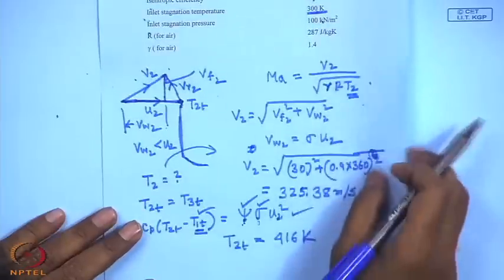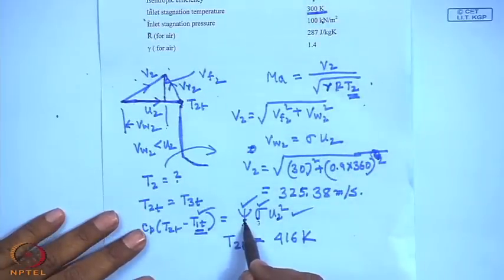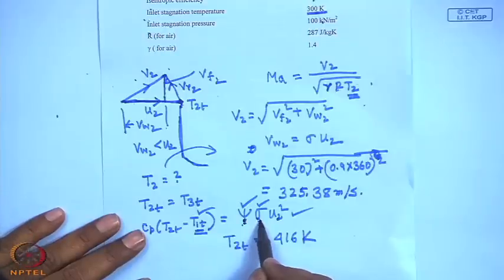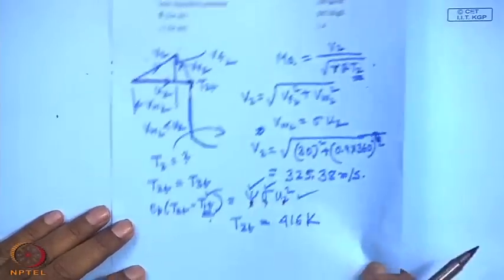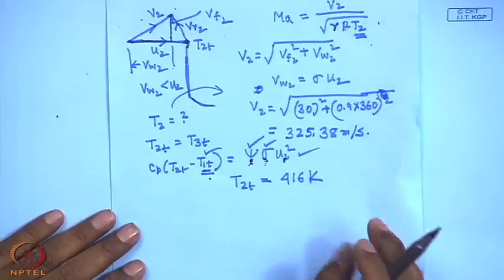So, here what is required? Power input factor which is given as 1, the slip factor which is given as 0.9, U2 is 360 meter per second, and T1T is 300 K, we get T2T. Now, what happened? How to find out T2?